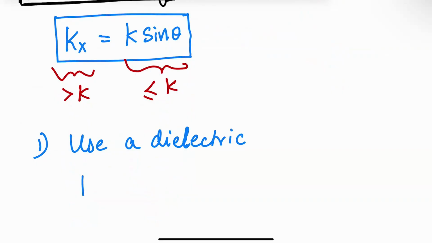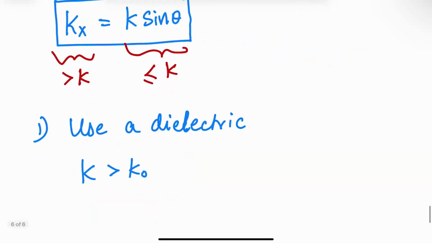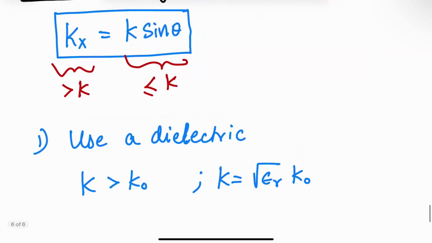Right, so for a dielectric, K is greater than K naught, which is free space, because K is nothing but the square root of epsilon r times K naught. So this can be increased such that it goes beyond K naught. So in this case, maybe this is K naught, and then you can get that to work.